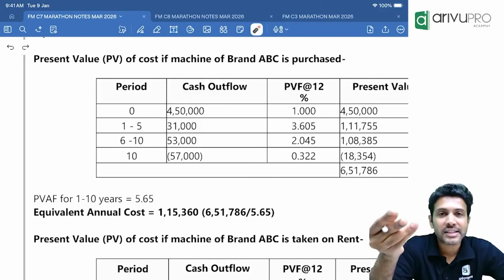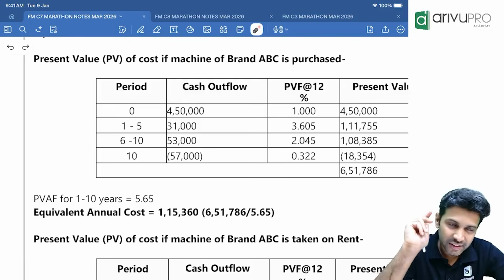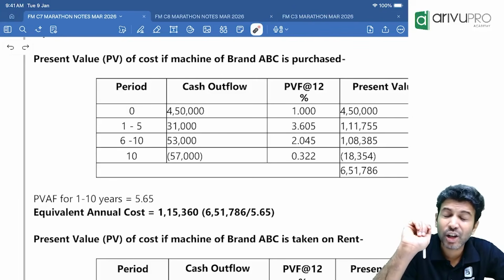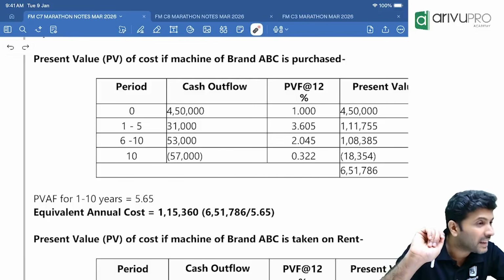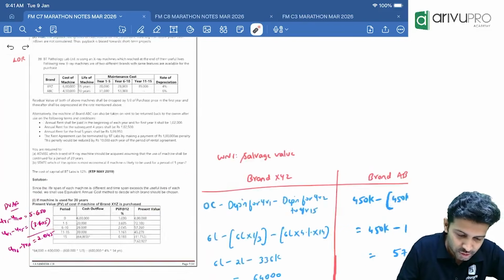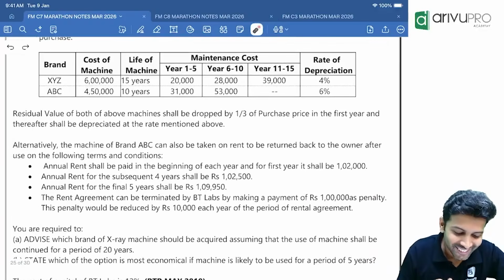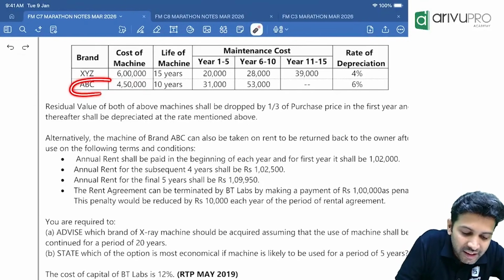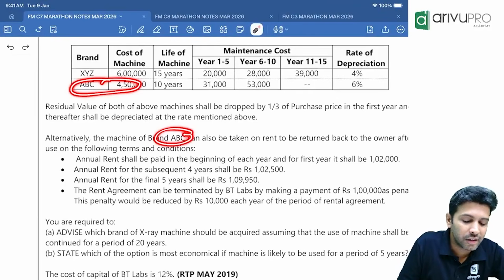Now, this leasing or renting option has a catch. What is the catch here? You're not paying the rent at the end of the year. You're paying at the beginning of the year. I'll read that sentence once again for you. Annual rent should be paid. Instead of buying, you can lease it, and this is only applicable for ABC. ABC's life is 10 years. So instead of buying, you can lease or rent it for 10 years.